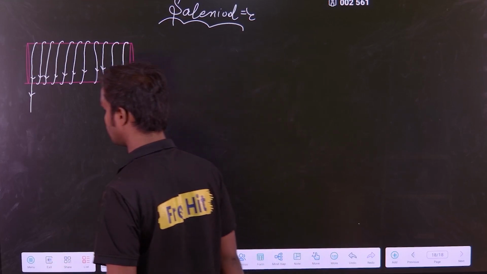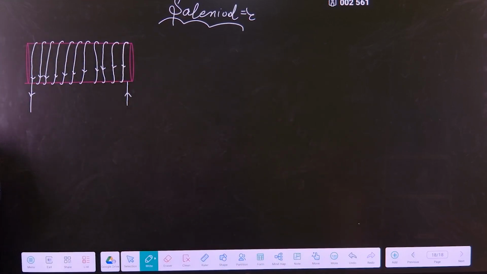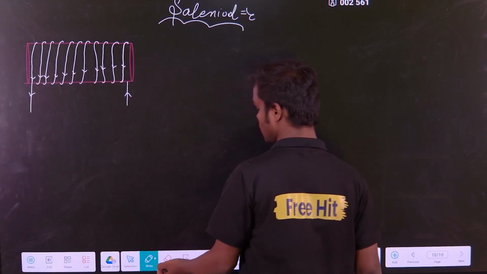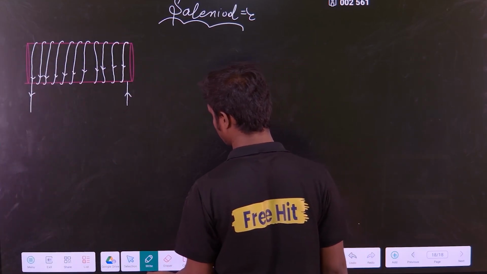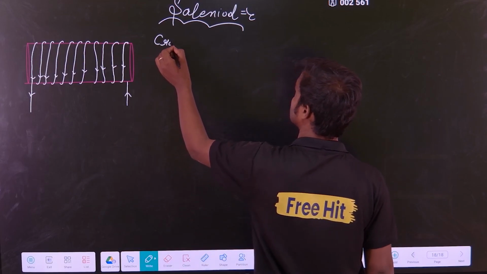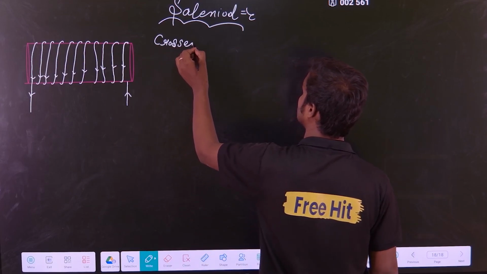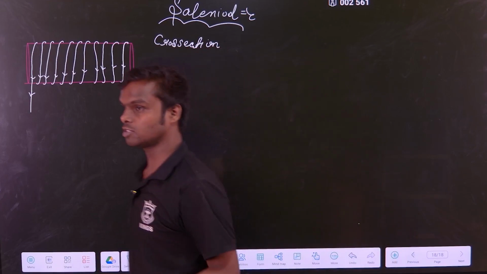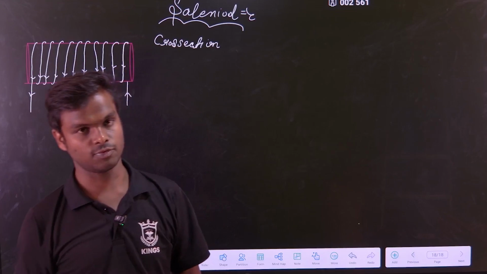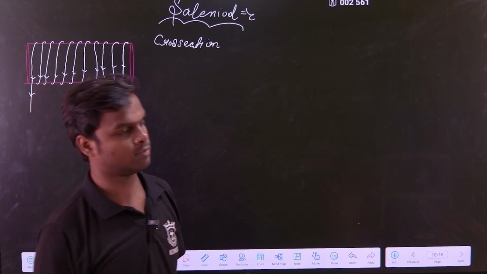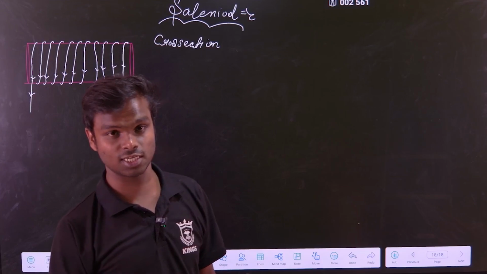Our aim is to calculate the magnetic field due to this. So let us first try to see the cross sectional view. We have to understand this, it's very important. The practical solenoid is very important from the JEE Advanced point of view, and the ideal solenoid is very important from the NEET point of view. For JEE, both are important.